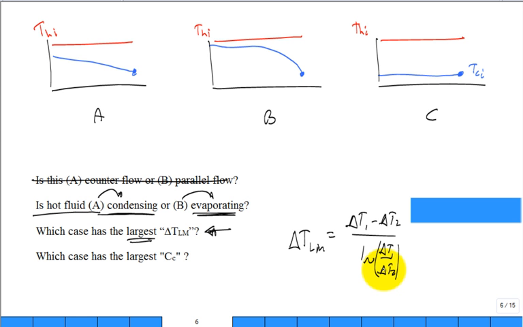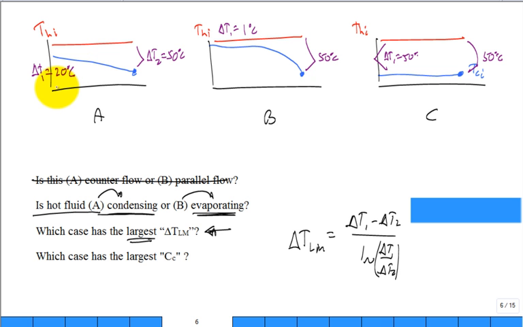What I encourage you to do, maybe sometime, not right now, we don't have enough time, is pick delta T2 as 50 degrees C for all of these cases. 50 degrees C, 50 degrees C right there, right? And then what do you think it is roughly for delta T1 for this case? 50 degrees C. How about for this case? Delta T1, 1 degree C. 1 degree C, okay? How about for this case? Delta T1 is 20 degrees C or something like that, right?